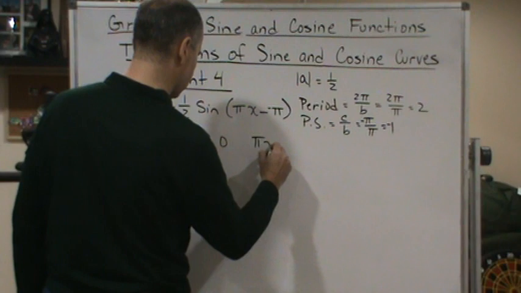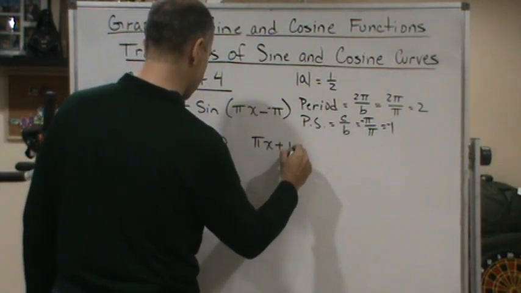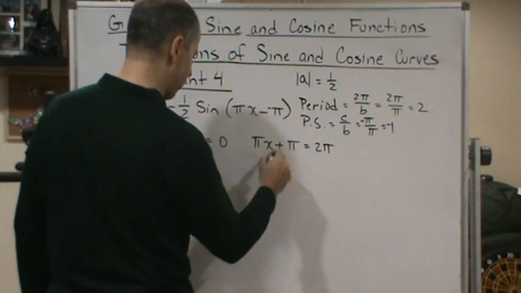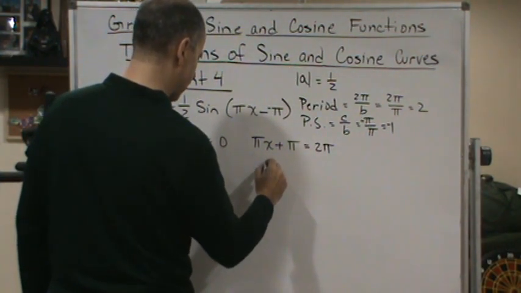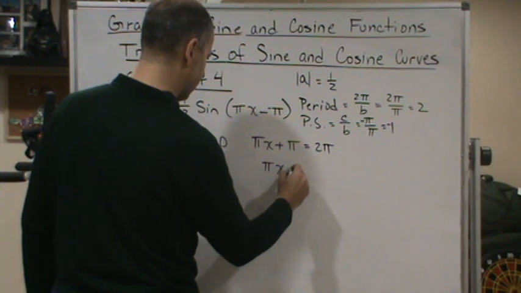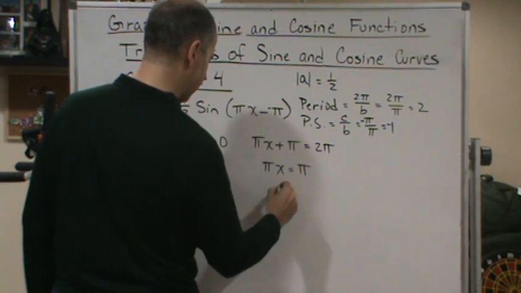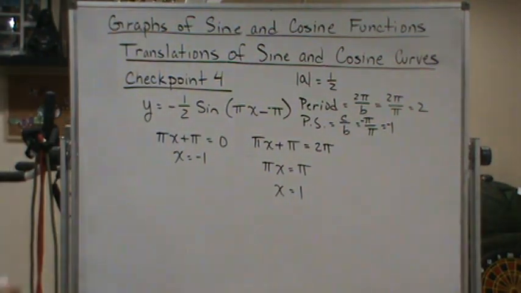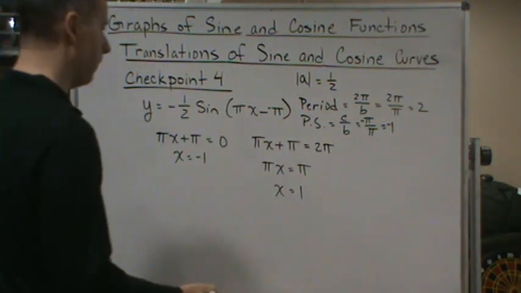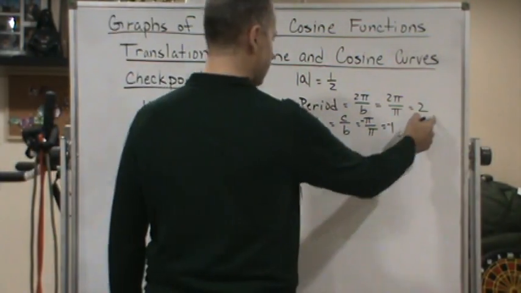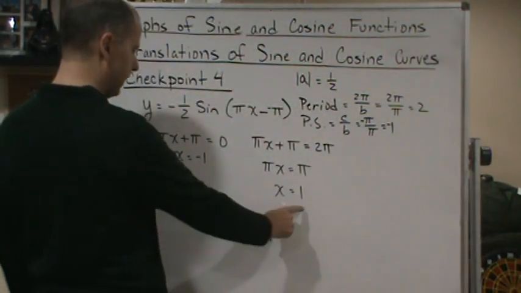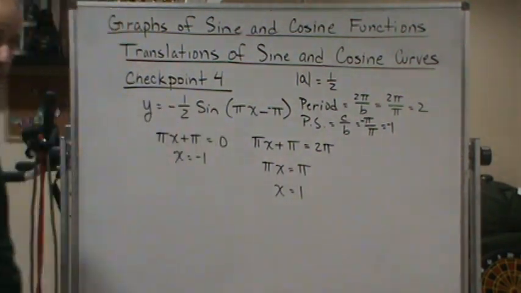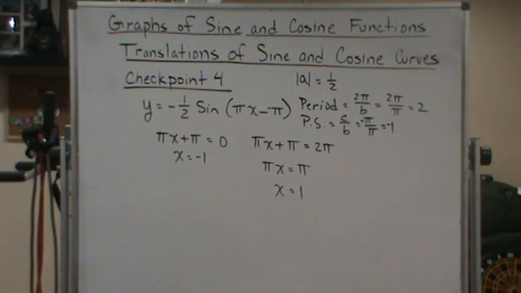So now what I'm going to do is I'm going to do for 2 pi now. So pi x plus pi equals 2 pi. And so now I'm going to solve for x. So in this case here I get pi x is going to equal pi. And then x is equal to 1. So it's going to be from -1 to 1. Okay? Which makes sense because the period is 2. And if you take going from -1 to 1, that's 2 units. So everything makes sense so far.